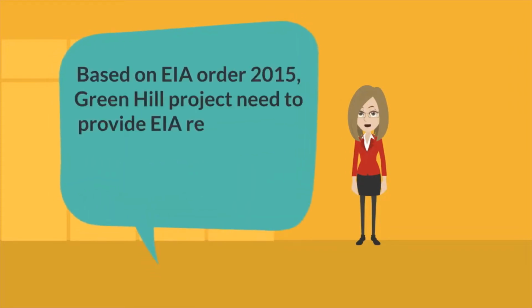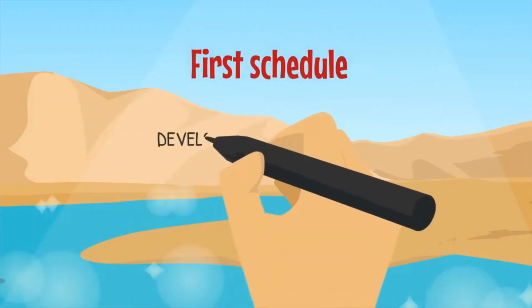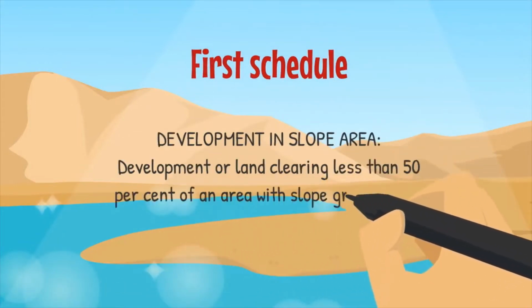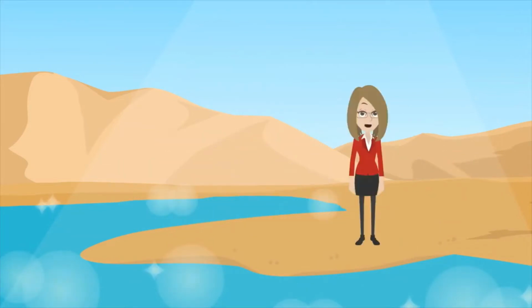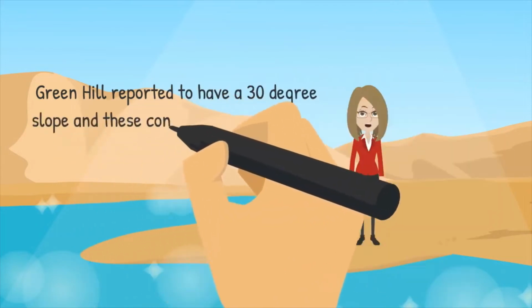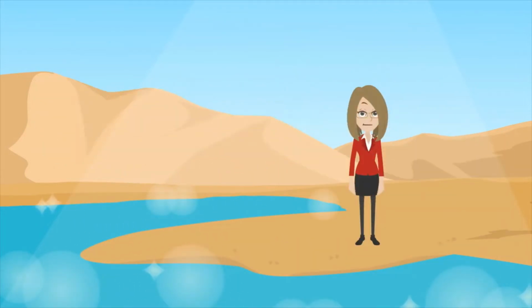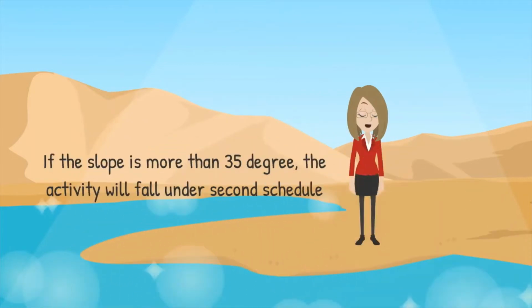Based on the EIA Order 2015, Green Hill needs to provide an EIA report as the development is at a slope and hill area. As in the first schedule of the EIA Order 2015, it states development or land clearing of less than 50% of an area with slope greater than or equal to 25 degrees but less than 35 degrees. Green Hill is reported to have a 30-degree slope, and these conditions cause it to fall under the first schedule and need to provide an EIA report. If the slope is more than 35 degrees, the activity will fall under the second schedule.